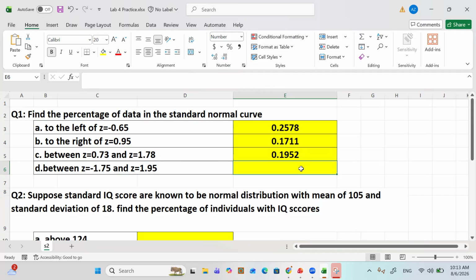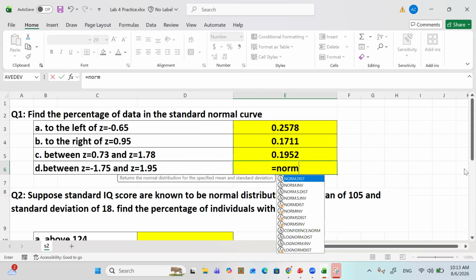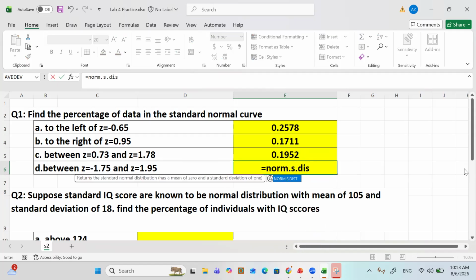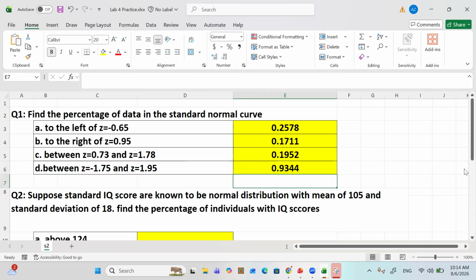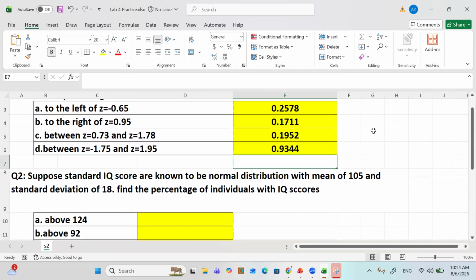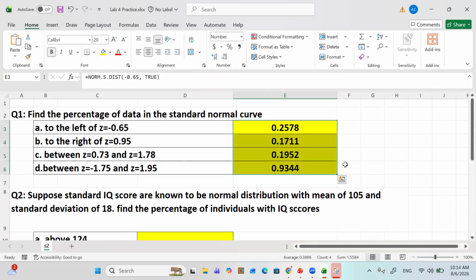All right, let's check it. Put the equal sign, NORM.S.DIST, putting 1.95 first, the bigger z-score gives us the area, and minus the same formula with negative 1.75. We're not looking for the probability density function; we are accumulating area to the left. I'm going to enter this. Any questions about this?